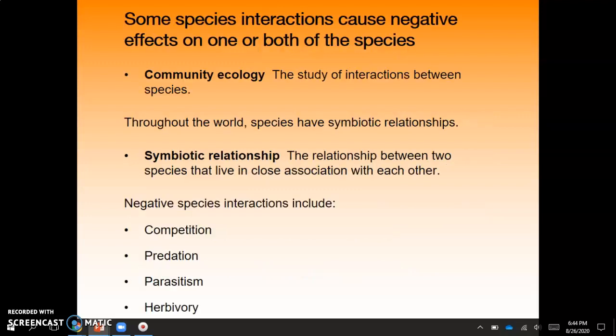So when we talk about community ecology, that's just the study of interactions between species. How do they interact with one another? Throughout the world, species have something called symbiotic relationships. This is just the relationship between two species that live in close association with each other. So if you're going to have a symbiotic relationship, chances are you're living in the same environment, the same habitat, right? Because you've got to be close to each other. Negative species interactions include things like competition, predation, parasitism, and herbivory, and we'll talk about all of those as we move forward.